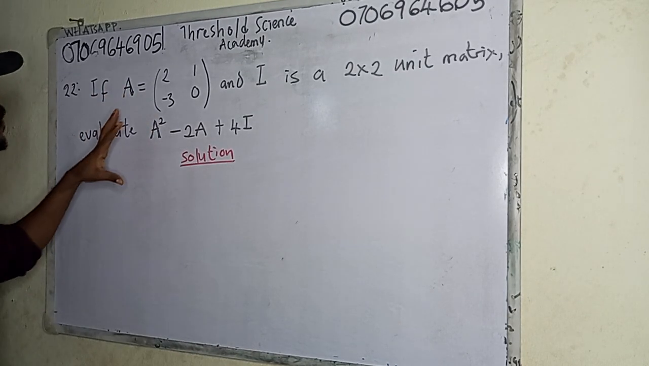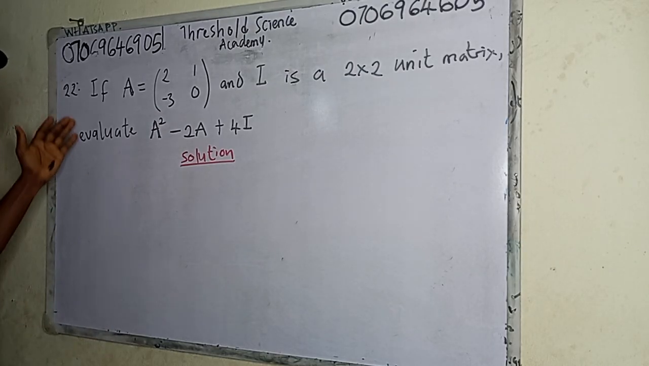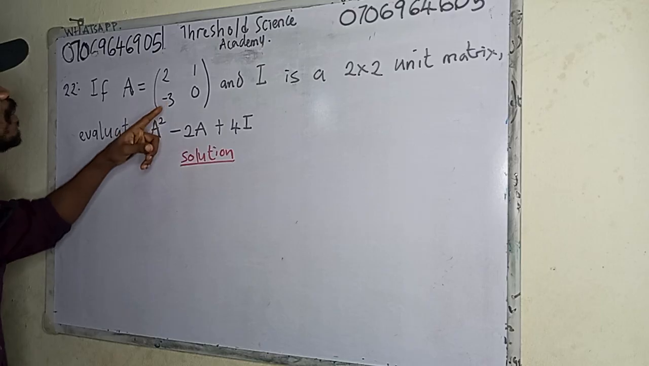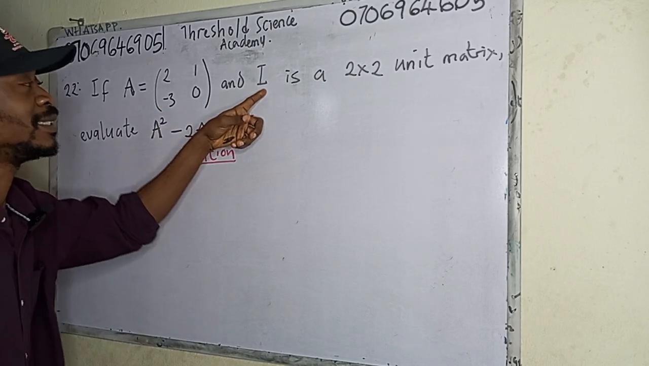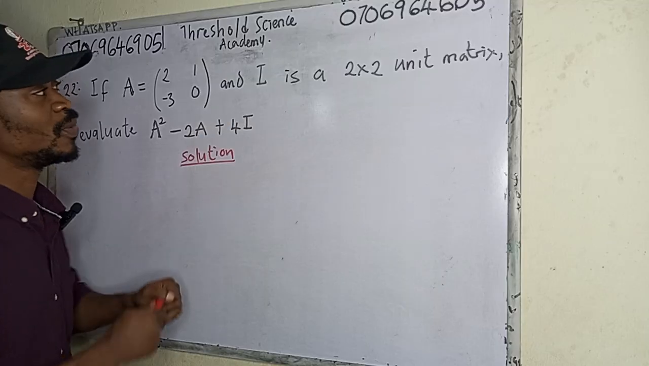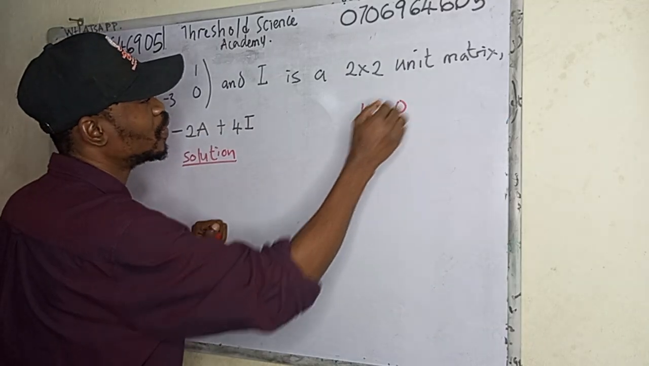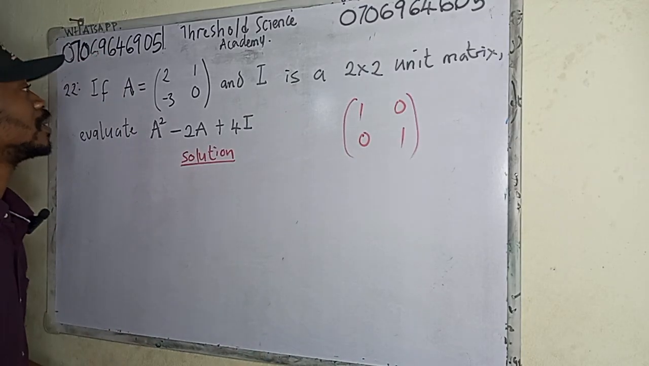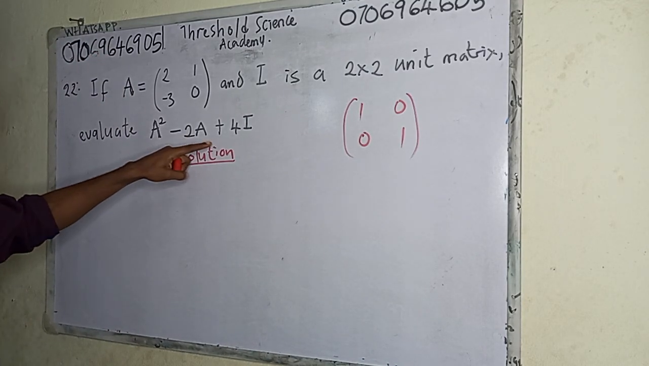And it's obviously on matrix. What do we have? If A is a 2 by 2 matrix, that's 2, 1, minus 3, 0, and I is an identity matrix, a 2 by 2 unit matrix. A 2 by 2 identity matrix is always 1, 0, 0, 1. Let's not forget that. So we have to evaluate A squared minus 2A plus 4I.